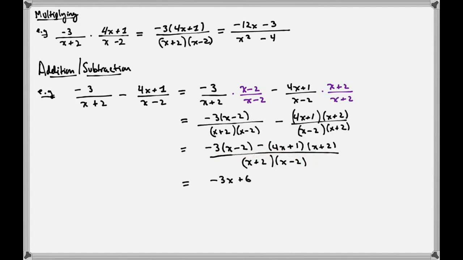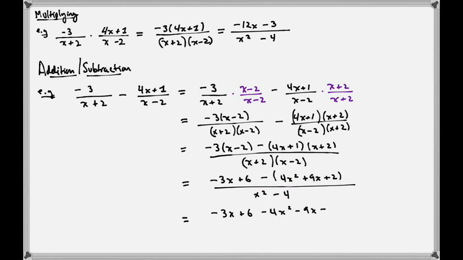Minus 3x plus 6 minus, and then we'll start FOILing this out, 4x squared plus 9x. I get 8x plus 1x for 9x and plus 2. Denominator is x squared minus 4 as we saw before. Now start simplifying. The negative sign here will distribute through each term, so it'll be minus 4x squared minus 9x and minus 2. It's all over x squared minus 4.